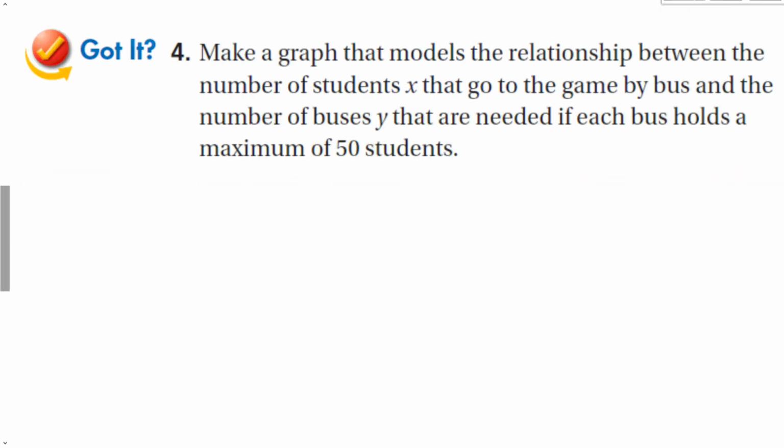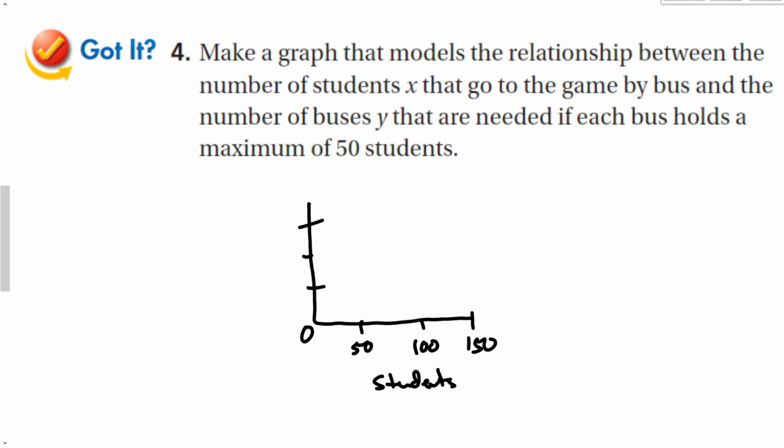Make a graph that models the relationship between the number of students x that go to the game by bus and the number of buses y that are needed if each bus holds a maximum of 50. Same idea. So we're going to get 0, 50, 100, 150, and 1, 2, 3. This is students. This is buses. So 0 people, 0 buses, to 50, to 100, and then to 150. And then we have our step, step.